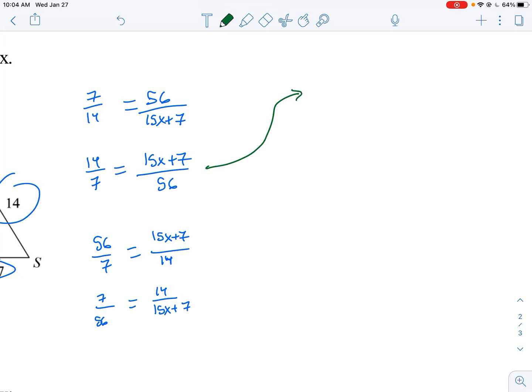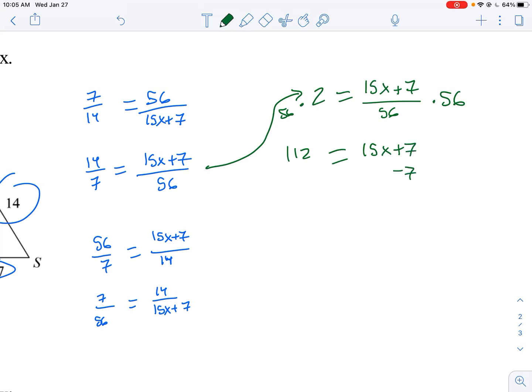14 over 7 happens to be 2, so I should write that out. 2 equals 15x plus 7 over 56. And now I need to get this out of the denominator, so I multiply by 56. 56 times 2 is, sorry, 112. 112 is going to equal 15x plus 7. And now I can subtract 7 and divide by 15 to get my x value.